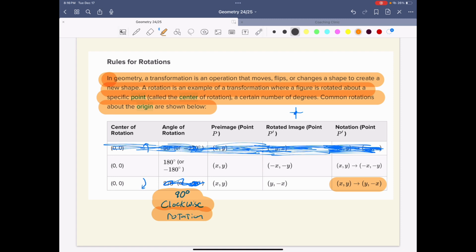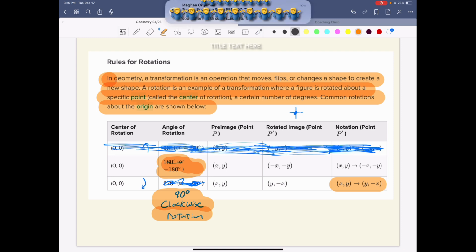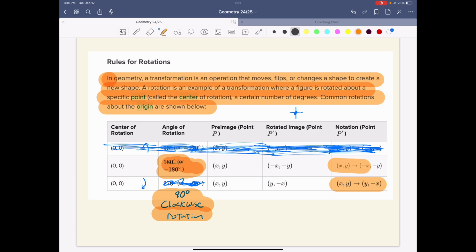The only other one we're worried about is what if we have a 180-degree rotation. Now, 180-degree rotation doesn't matter if it's clockwise or counterclockwise. It's going to be the same thing. So we can just put a 180-degree rotation. And what's going to happen to my x and y values when we do that is my x and y values are just going to become the opposite of what they originally are.